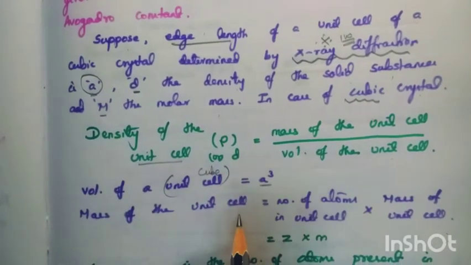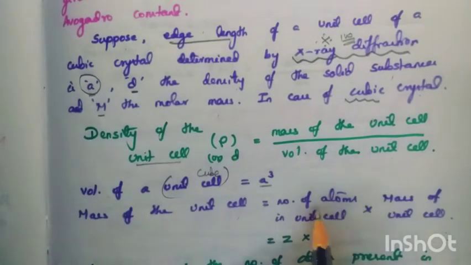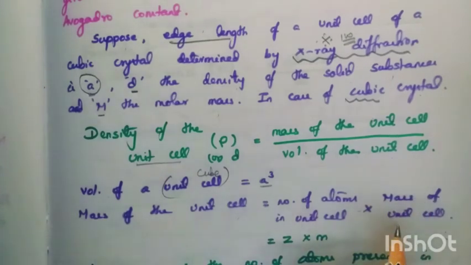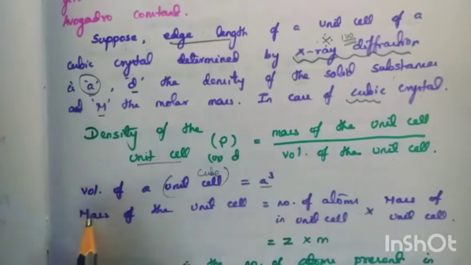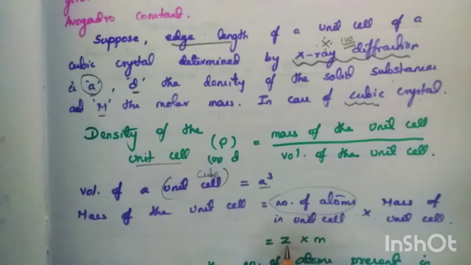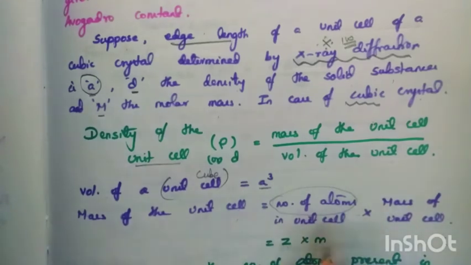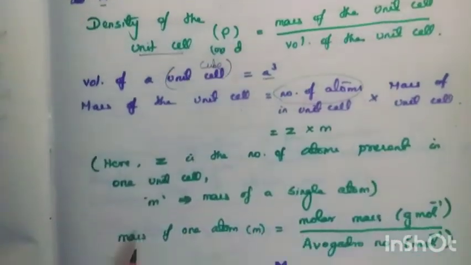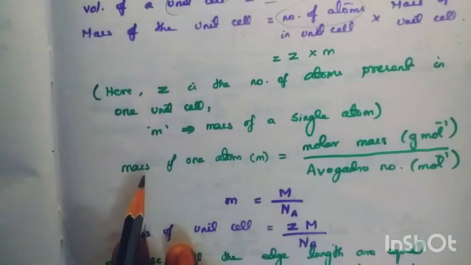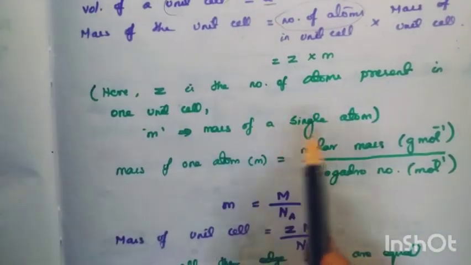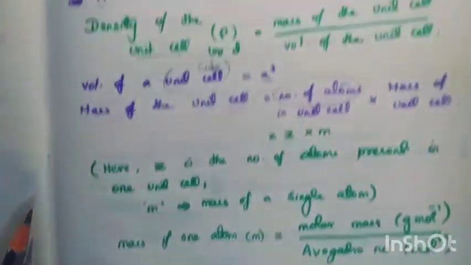The mass of the unit cell is equal to the number of atoms in the unit cell into the mass of a single atom. So to get the mass of the unit cell, you have to multiply the number of atoms with that. Consider the number of atoms in the unit cell as Z. Here, Z is the number of atoms present in the unit cell, and small m is the mass of the single atom.